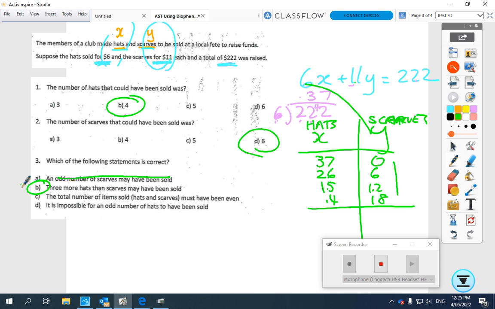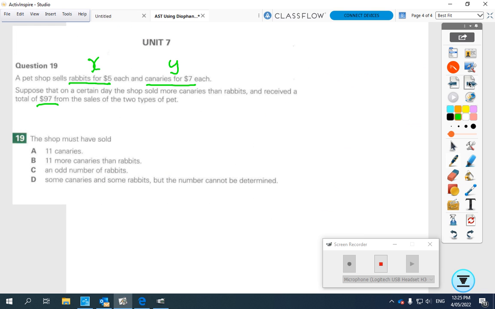Okay, so let's look at another one. That'll be our last one. We're selling rabbits for $5, canaries for $7, and we made $97. So 5x plus 7y equals 97. 5 does not go into 97, and 7 does not go into 97. But if we subtract 7 and get 90, then 90 is divisible by 5. So our first answer is really easy. That's 1. 7 subtracted from 97 is 90.